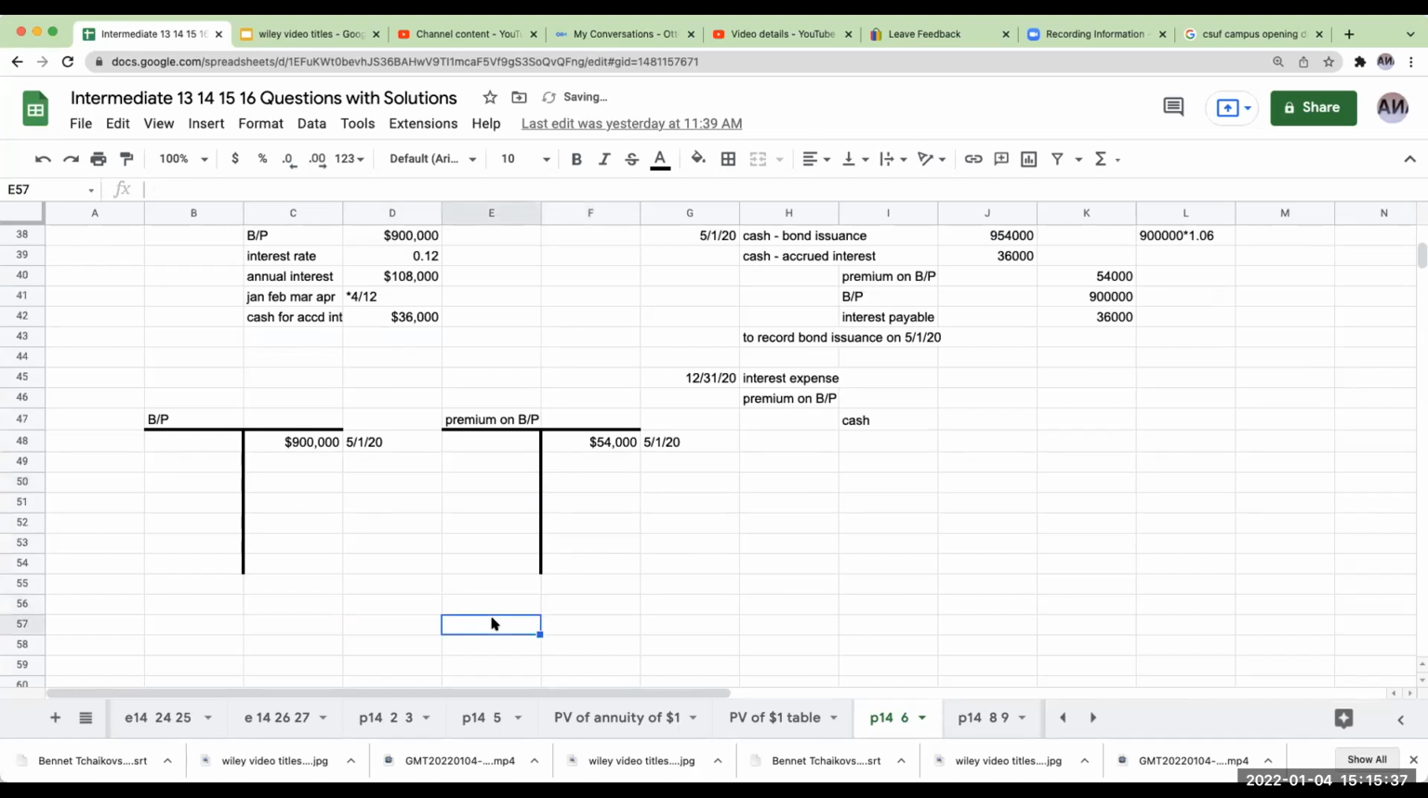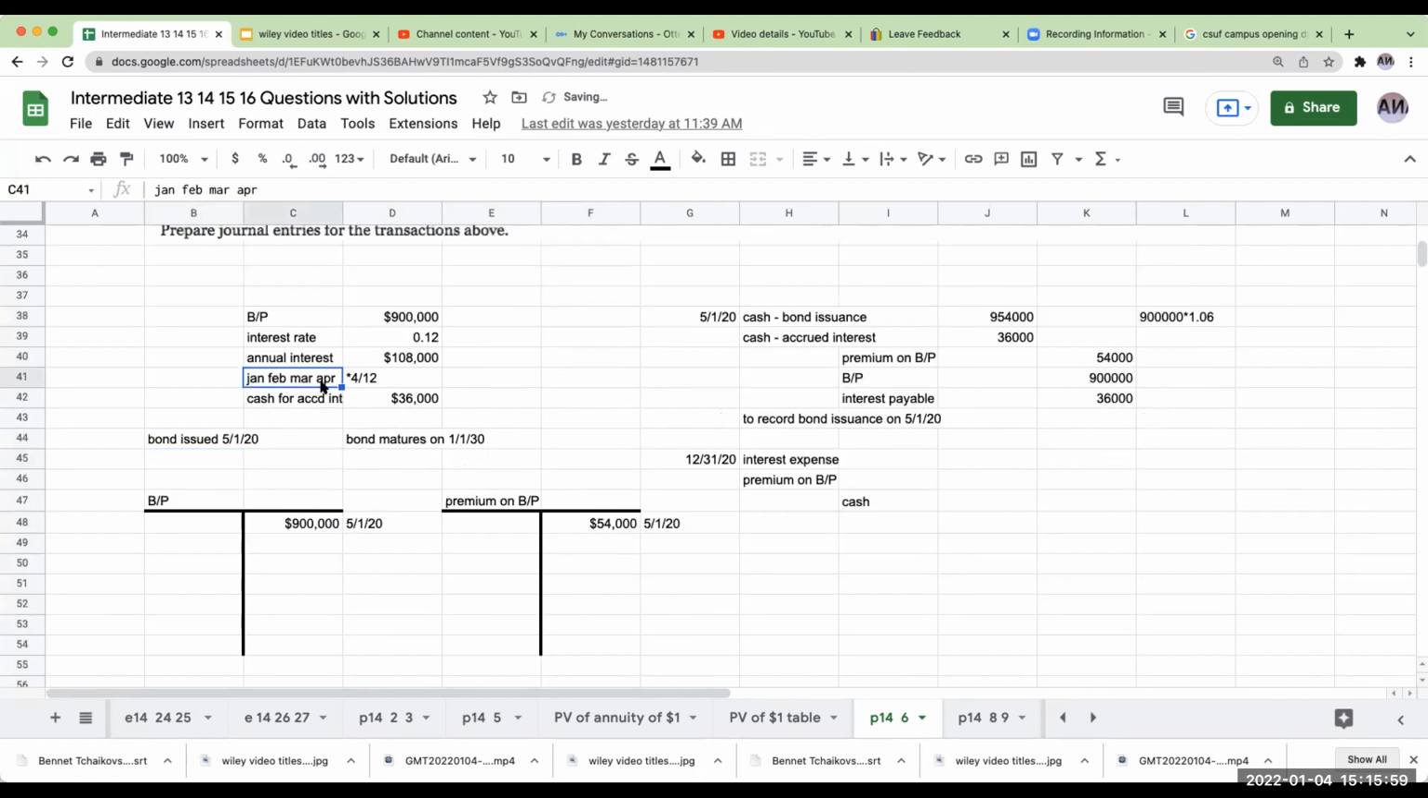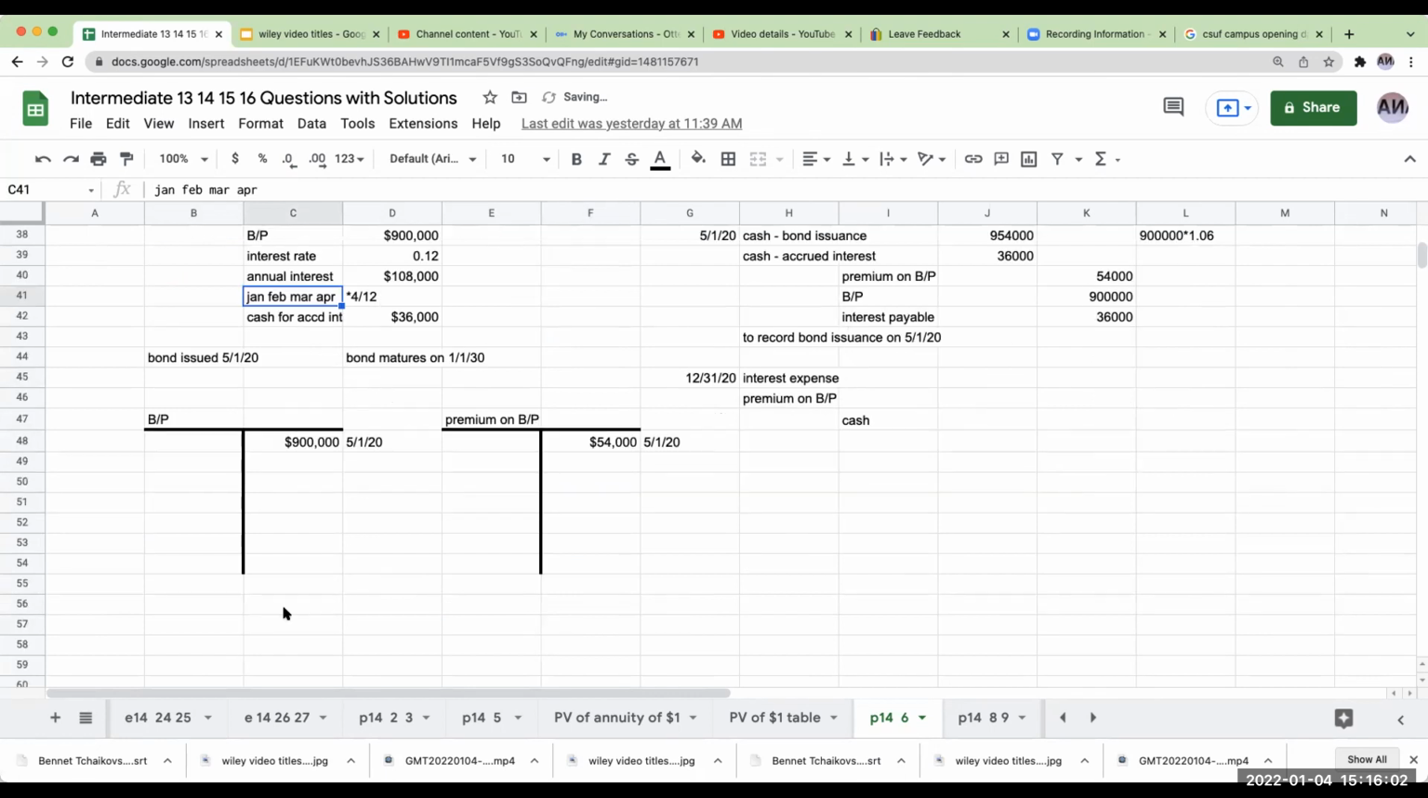So when I look at this premium on bonds payable, the bond was issued on 5/1/20, and the bond matures on 1/1/30, right? So it's a 10-year bond. But in this case, the bond was not outstanding for 4 of the months. So the total months that the bond will be outstanding is going to be 9 years times 12 months per year.